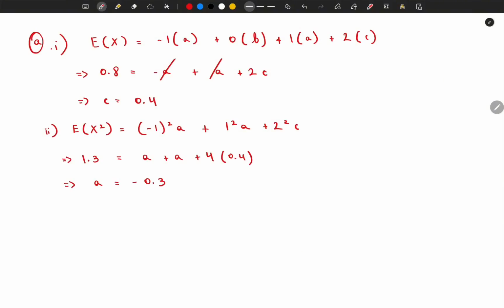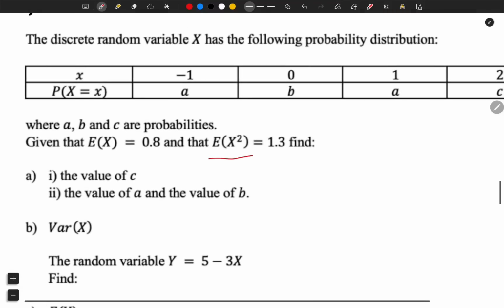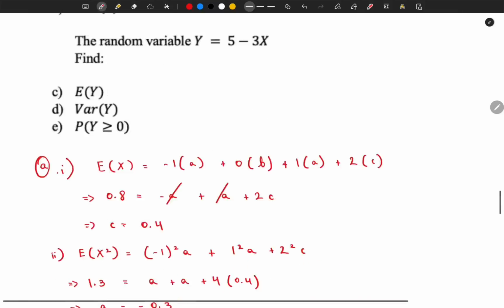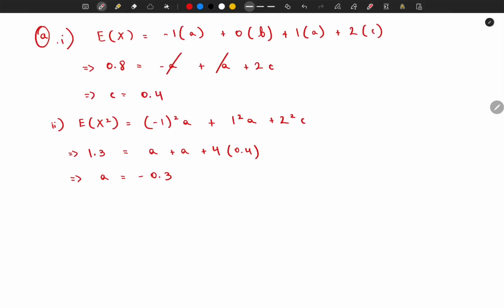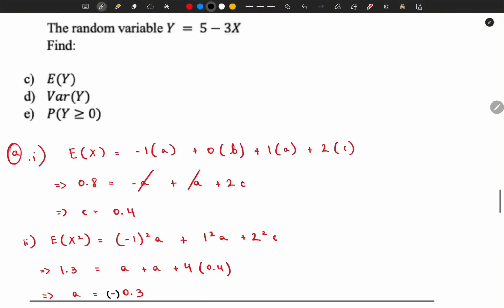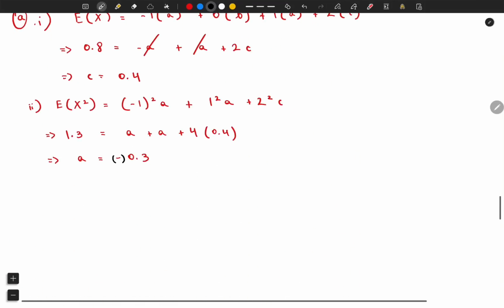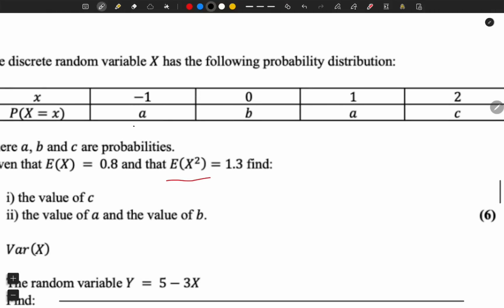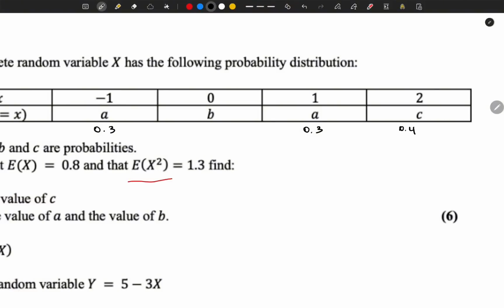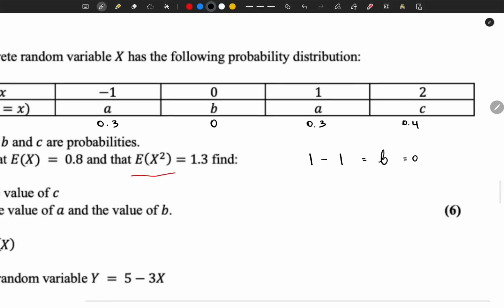So the value of a is negative 0.3. Now there seems to be an error in the question. The probability of minus 1 is a, but we know that a cannot be negative because the probability cannot be negative. So for the sake of the question, let's just assume that the value of a is positive. So the value of a is 0.3. So this is 0.3, this is 0.3, and the value of c is 0.4. And if we add up all of the probabilities, we get 1. And if we subtract 1 from 1, we get the value of b, which is 0. So this is 0. Okay.